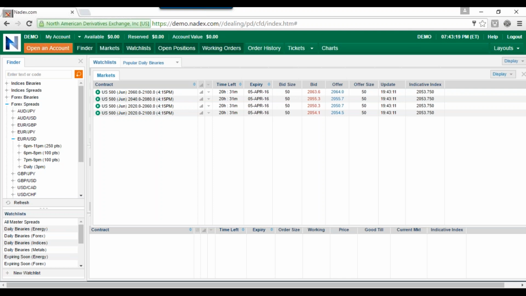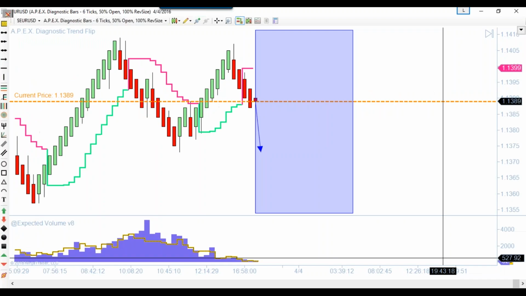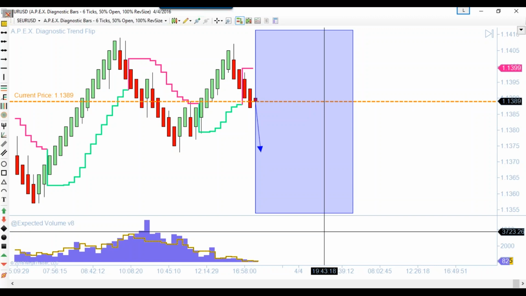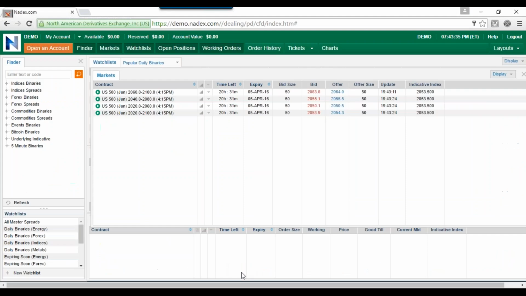I'm not quite sure what you mean by that. Maybe if you can explain that question a little bit better. For example, if we pull up right here a chart of the euro dollar, right now it's about 13.89, okay?